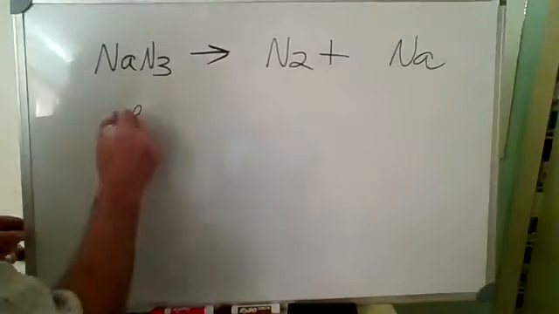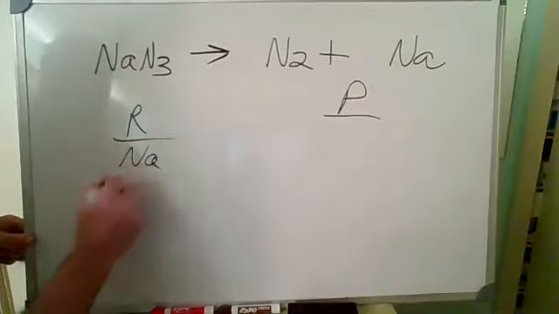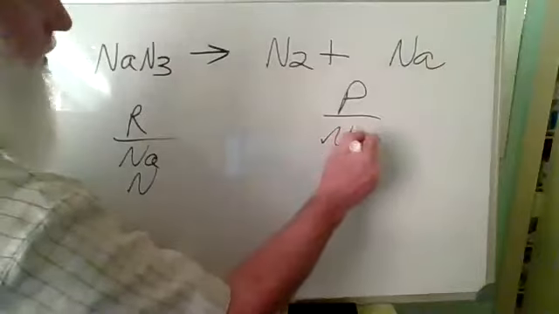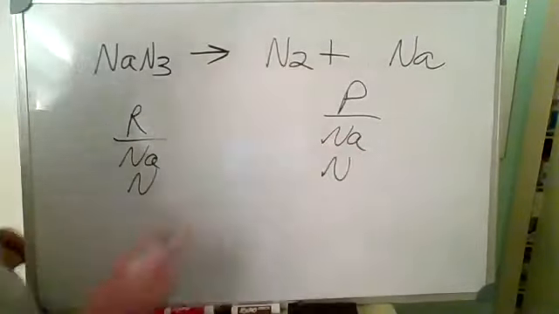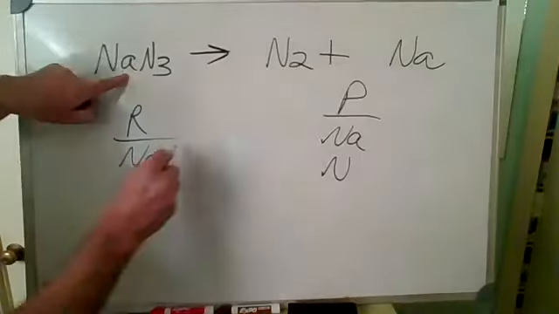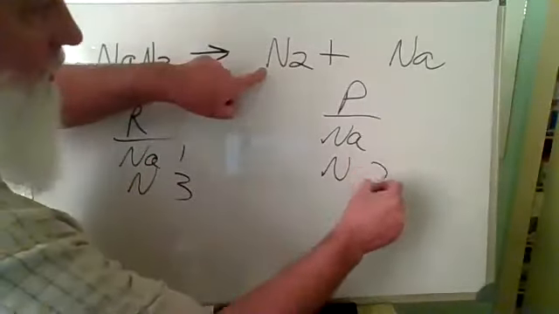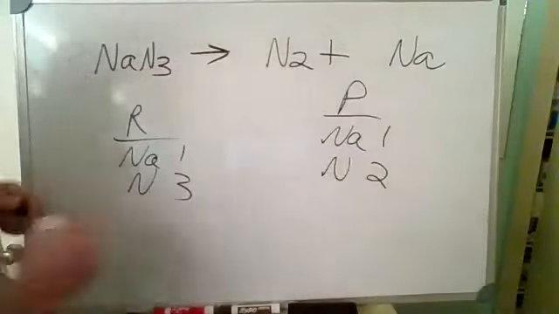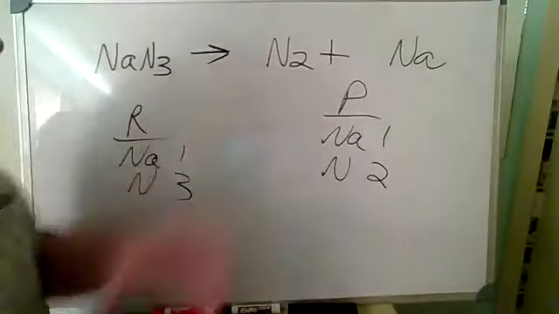So we're going to write down reactants and products. So here I have sodium and nitrogen, sodium and nitrogen. Same order on both sides. So here I have 1 sodium and 3 nitrogens. Here I have 2 nitrogens and 1 sodium. Now this clearly is not a synthesis reaction.